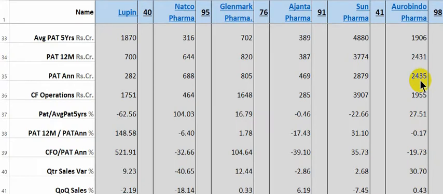So out of the profit of 2,435, it received a cash of 1955. Here what we want to see is that the cash component is more than the earnings. Most good companies would have a cash figure equivalent to or equal to the profit after tax.